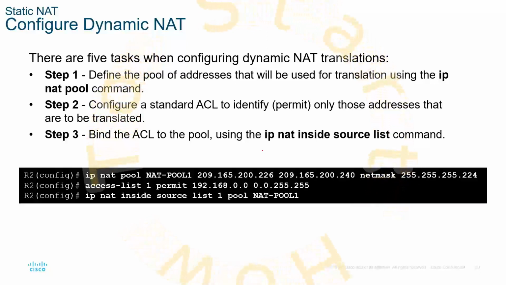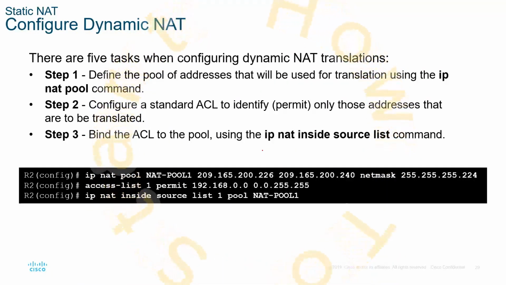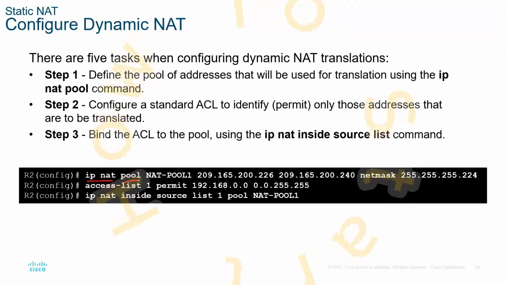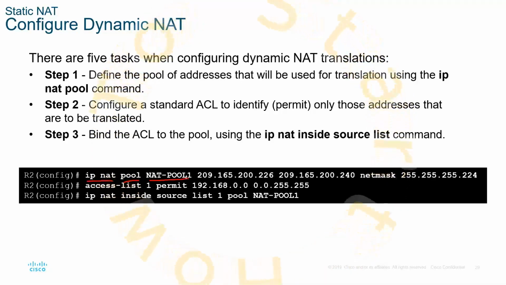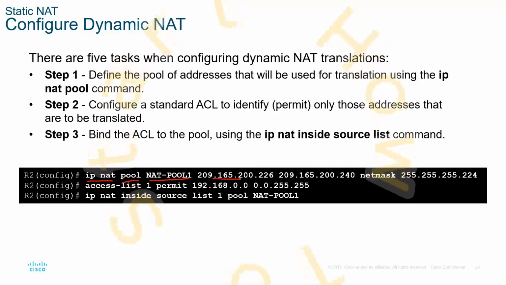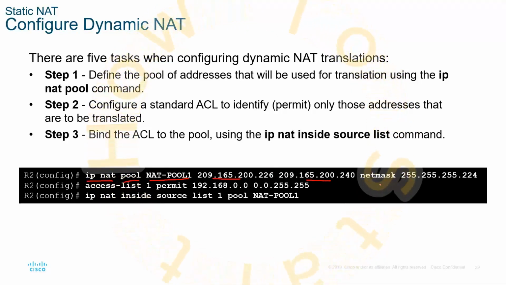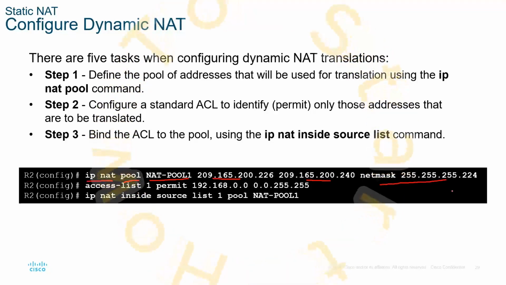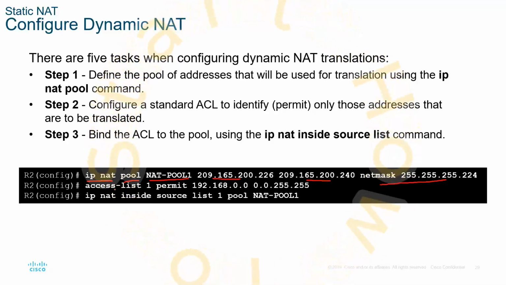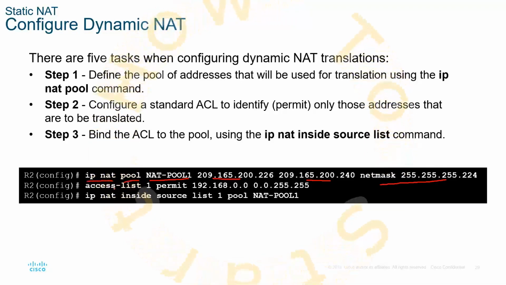How do we configure this? Well, we're configuring a pool of addresses now. So step 1, to define the pool, we will do an IP NAT. We will use the pool command. We name the pool, and we give it the source. We'll give it the starting range, end range, and the appropriate network mask. We will also then provide an access list. The access list will allow us to filter what addresses can use this pool.